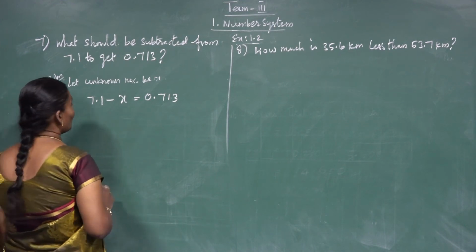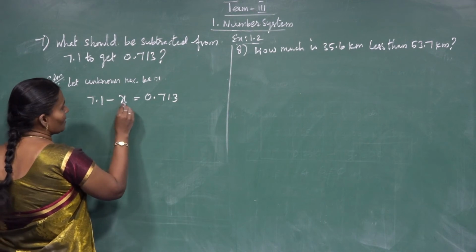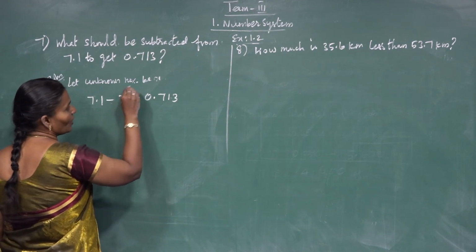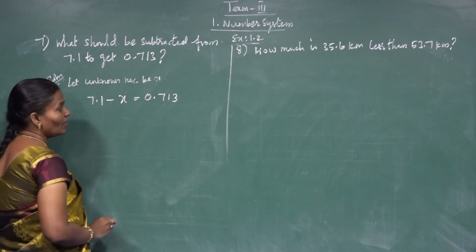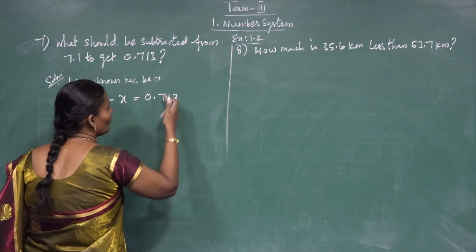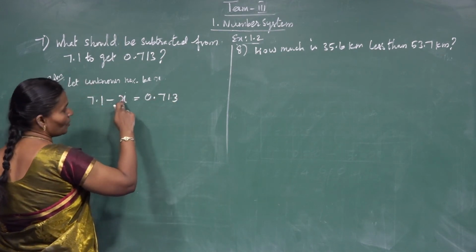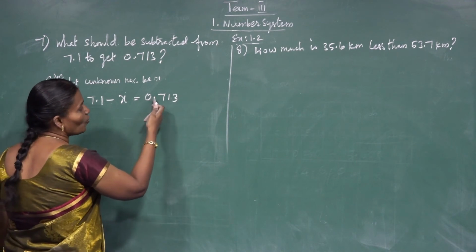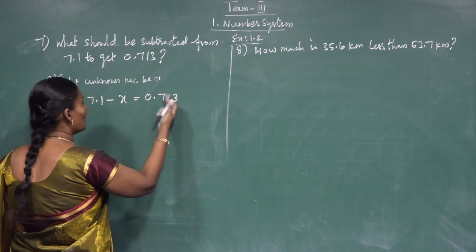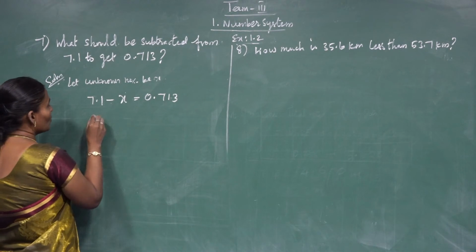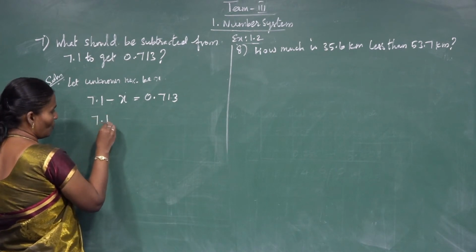Okay. So how do you write now? This minus x you bring it to the left side. Then this number, the minus x, bring it to the right side. 0.713 bring it to the left side. So what comes, see here, 7.1.